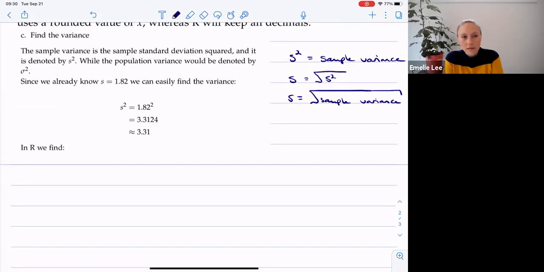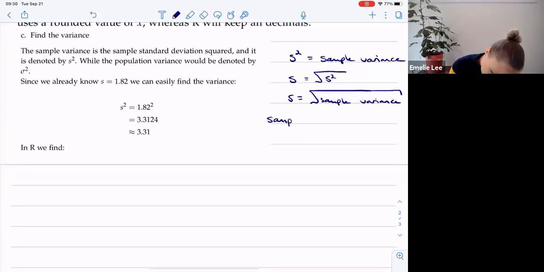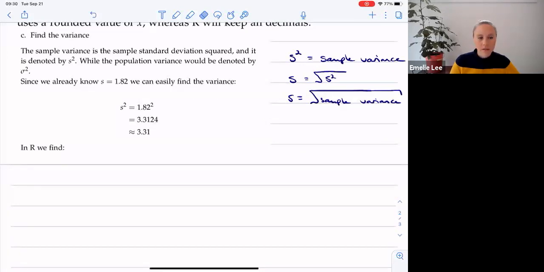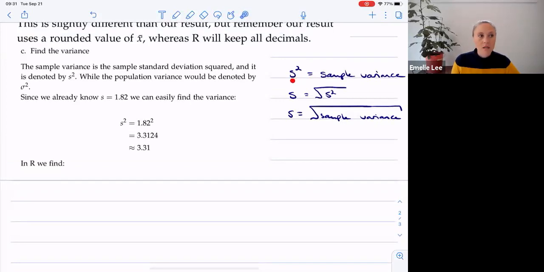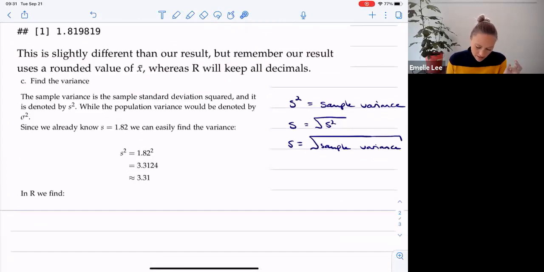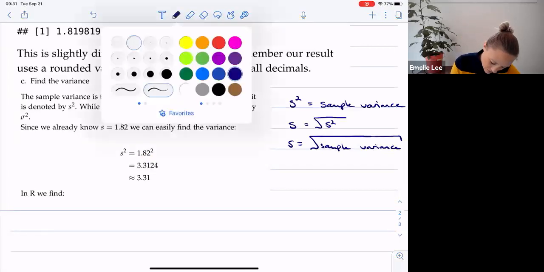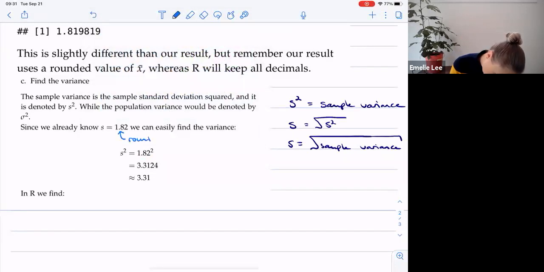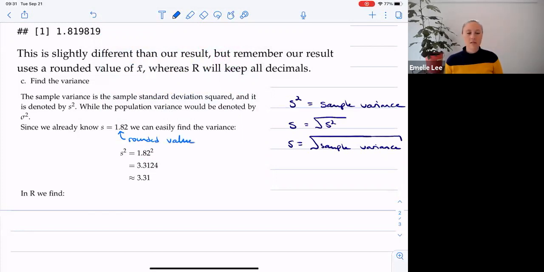Working the other way, the sample variance is just S squared. So you could go back and square it. Notice that we're using a rounded value here, so when we square it, it's a little bit off from what I highlighted up here, 3.31022. You could save that as the variance, but if we use a rounded value of S, that's okay, especially if we're doing hand calculations. Usually we round to at least 2 decimal places.